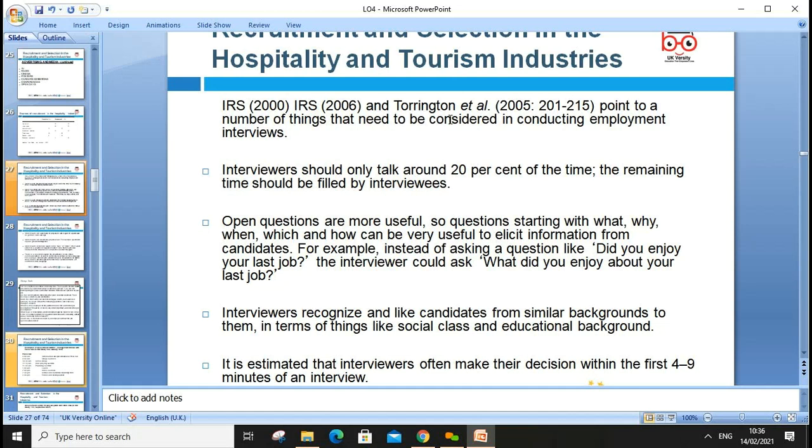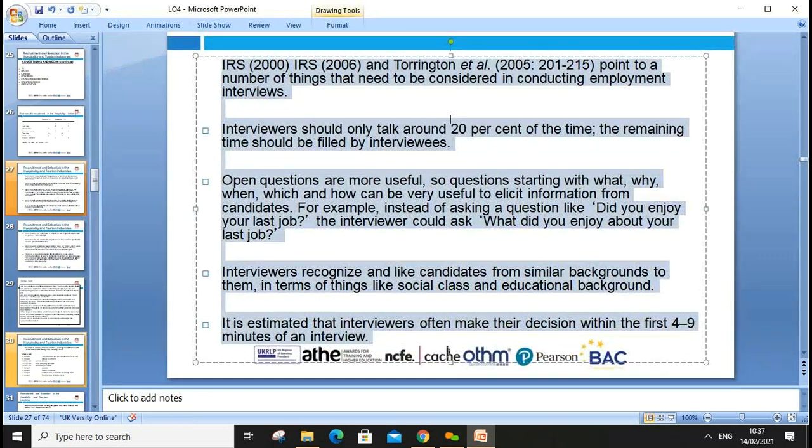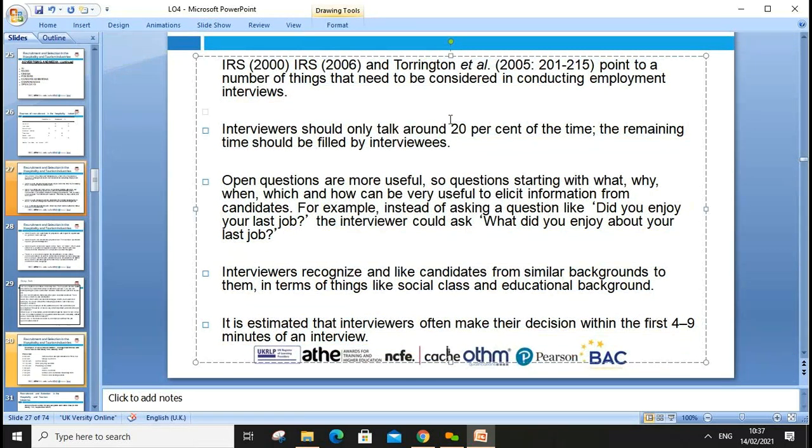Okay, in the hospitality industry there are a number of things that need to be considered when conducting an interview. The interviewer should only talk about 20% of the time, and the remaining time should be filled by the interviewee. So you do not talk and ask the questions; the interviewee should tell about themselves. Open questions are more useful, and questions starting with what, why, when, which and how can be useful to get information from the candidate.